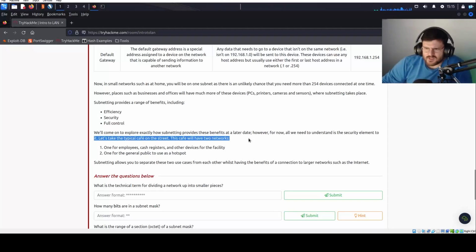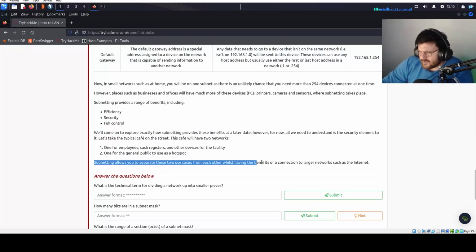Let's take the typical cafe on the street. This cafe will have two networks. One for employees, cash registers, and other devices for the facility, and the other for the general public to use as a hotspot. Subnetting allows you to separate these two use cases from each other while having the benefits of a connection to larger networks such as the internet.